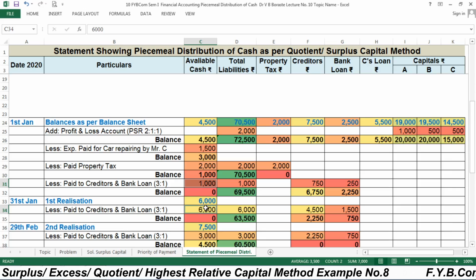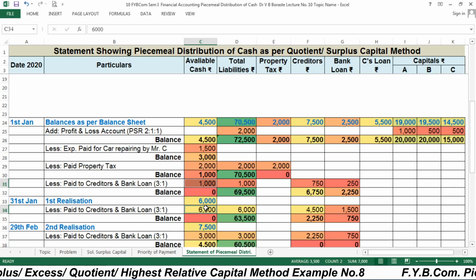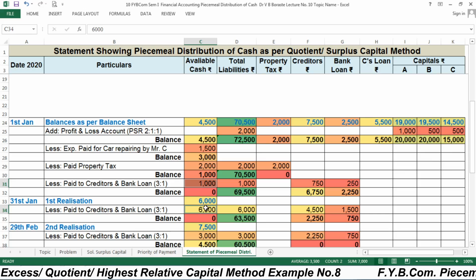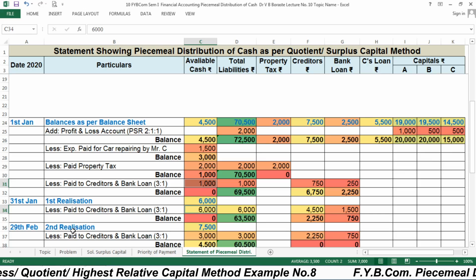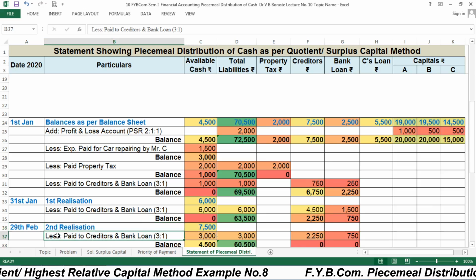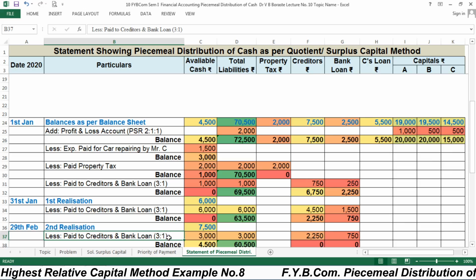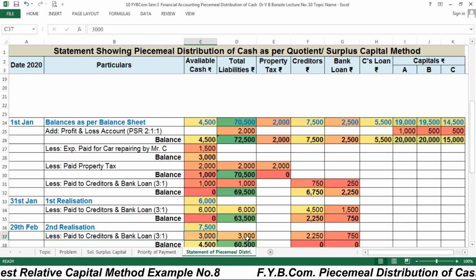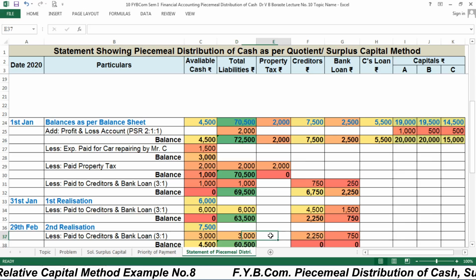Now we have to pay 3,000 to creditors and bank loan because the total payment of creditors and bank loan was 10,000. So after getting the second realization, we will pay 3,000 to creditors and bank loan. Less paid to creditors and bank loan 3:1. So 3,000 cash will be reduced, 3,000 total liability will be reduced.